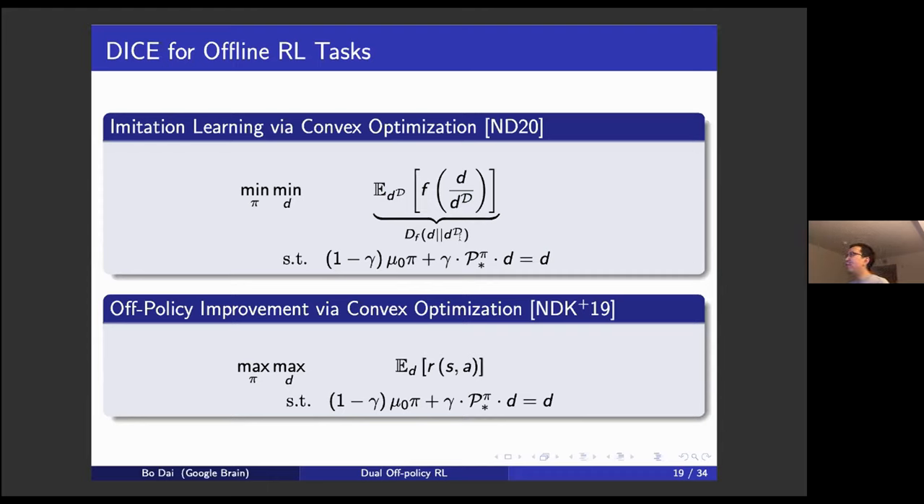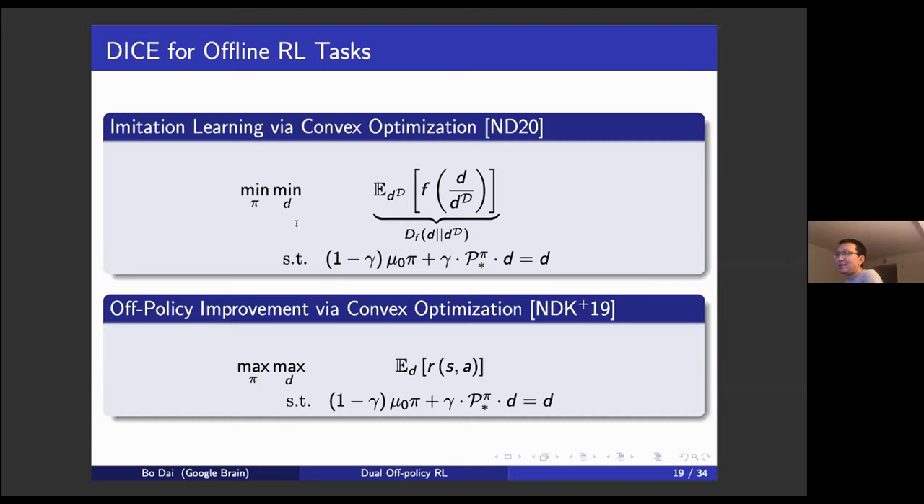This is no longer a linear program, but it's still a convex optimization in function space. Of course, if you introduce neural network parameterization for pi and d, it will no longer be convex, but it is still computable and runnable. Why, for imitation learning, are you doing minimization over the policy pi rather than maximizing? Can you explain a little why it's a min-min problem rather than a max-min problem?